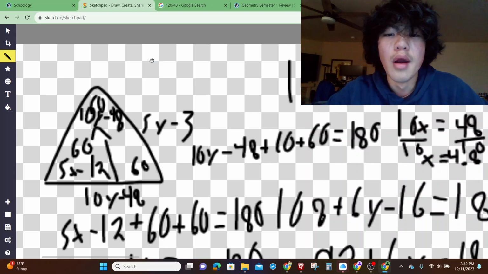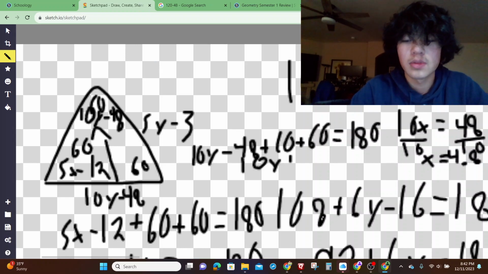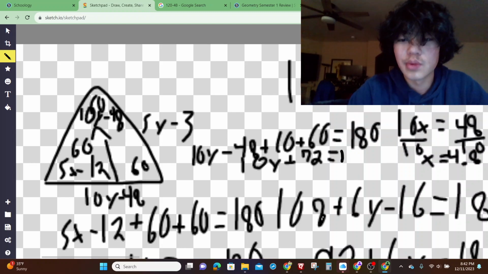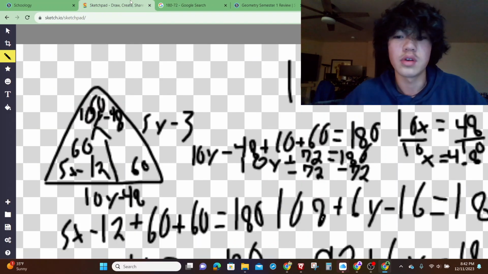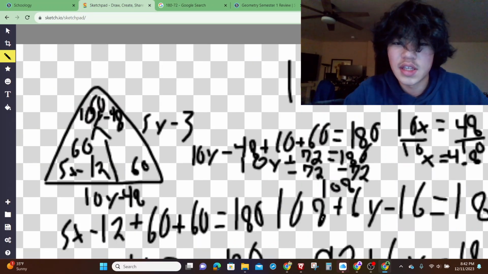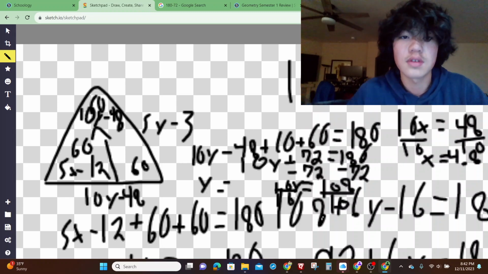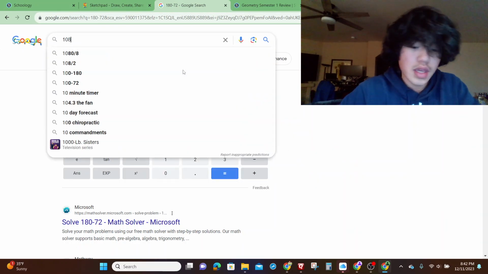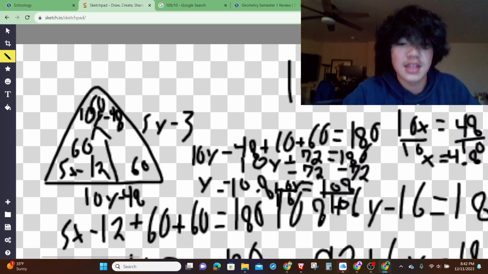So 10y plus 72 equals 180. Subtract 72 there, subtract 72 there. 180 minus 72, 108. So we got 10y equals 108. Divide that by 10, divide that by 10, so we get y equals 108 divided by 10. Y equals 10.8.